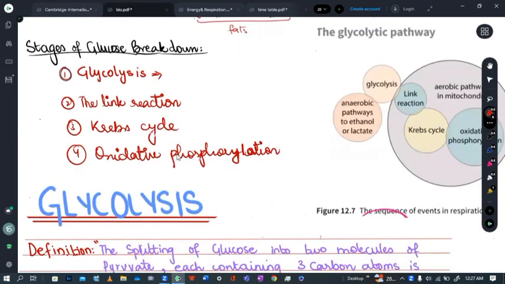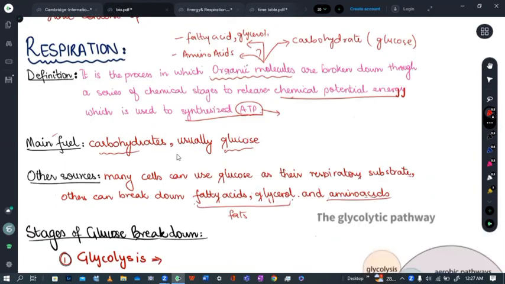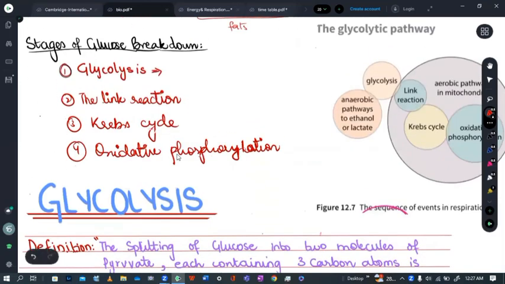Coming to glucose metabolism, how do we get an ATP molecule from these respiratory substrates? Talking about glucose, it passes through a series of stages, the glucose metabolic pathway, through which it gets converted into this energy-rich molecule. Now, the stages of glucose breakdown are basically 4, and these stages occur in the presence of oxygen.